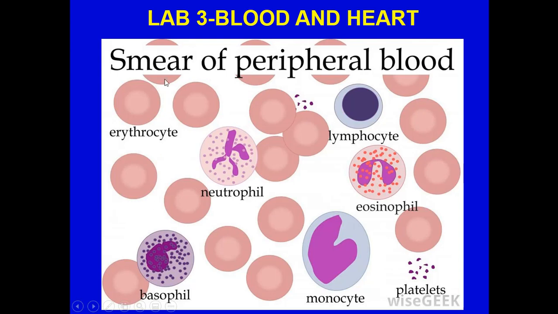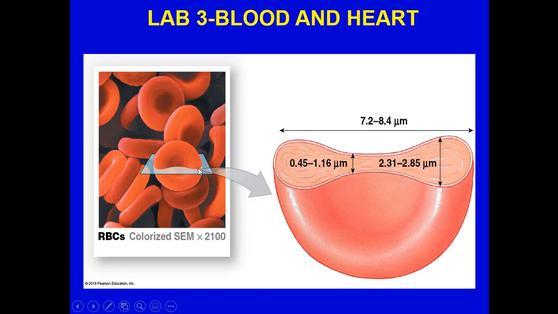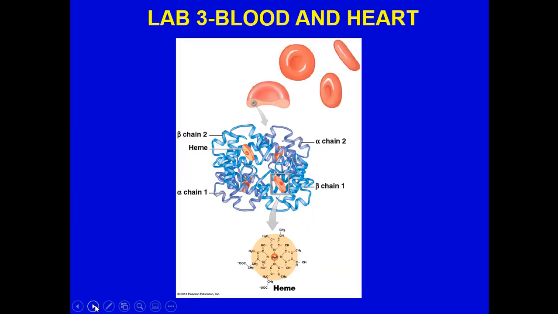Here is a typical smear of peripheral blood. You see the great abundance of red blood cells. You see some of the smaller platelets. You also have a few of the white blood cells: basophils, neutrophils, lymphocytes, eosinophils, as well as monocytes. When you take note of the structure, you can see this in a colorized scanning electron micrograph. You have basically a diameter of about 7.2 to 8.4 microns for this round, biconcave shaped cell of an erythrocyte.